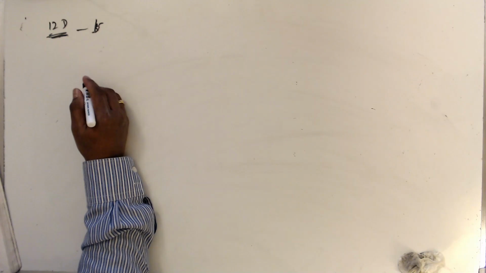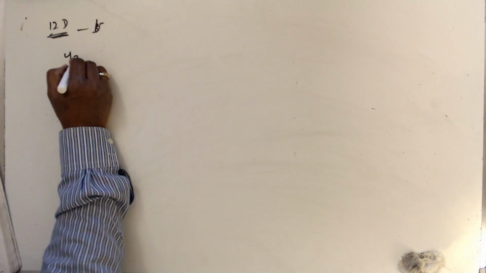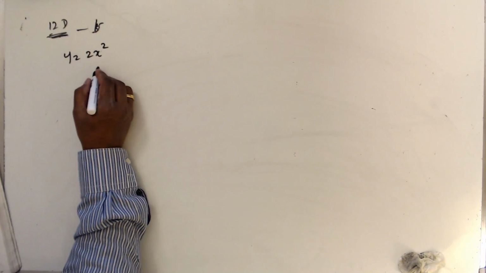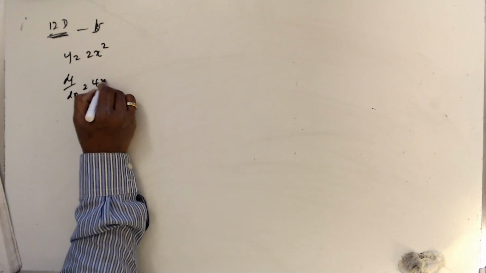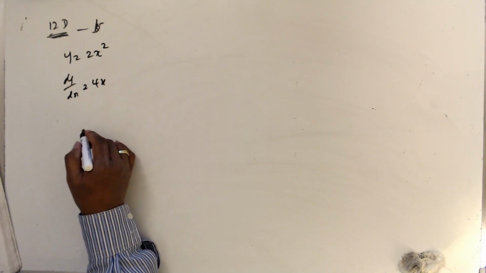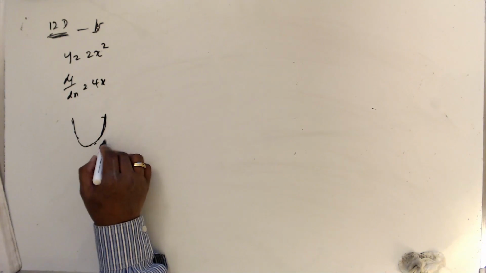So number 6, find the gradient of the curve. Okay, we'll find the gradient of any curve first. Y equals 2x square. Then dy over dx is 4x. So this is at any point on the curve, here, here, here. But they don't want any point.